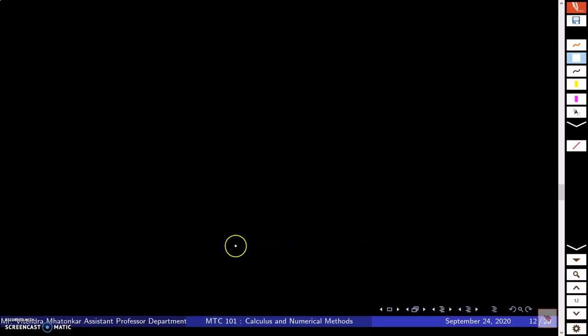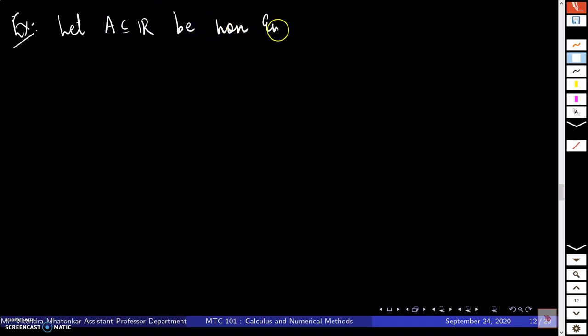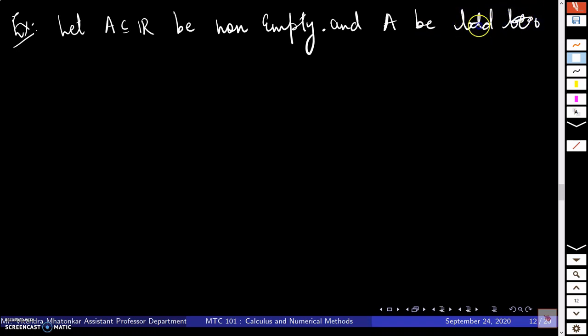Let me do the property of uniqueness, which I did for supremum; that also holds for infimum. So let A be a non-empty subset of R, and let A be bounded below. That means it will have a lower bound.